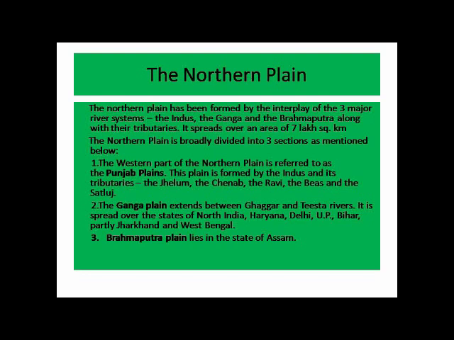The western part of the northern plain is referred to as the Punjab plains. The plain is formed by the Indus and its tributaries, the Jhelum, the Chenab, the Ravi, the Beas and the Satluj. The Ganga Plains extend between Ghaggar and Teesta rivers. It is spread over the states of North India: Haryana, Delhi, UP, Bihar, partially Jharkhand and West Bengal. Brahmaputra Plain lies in the state of Assam.